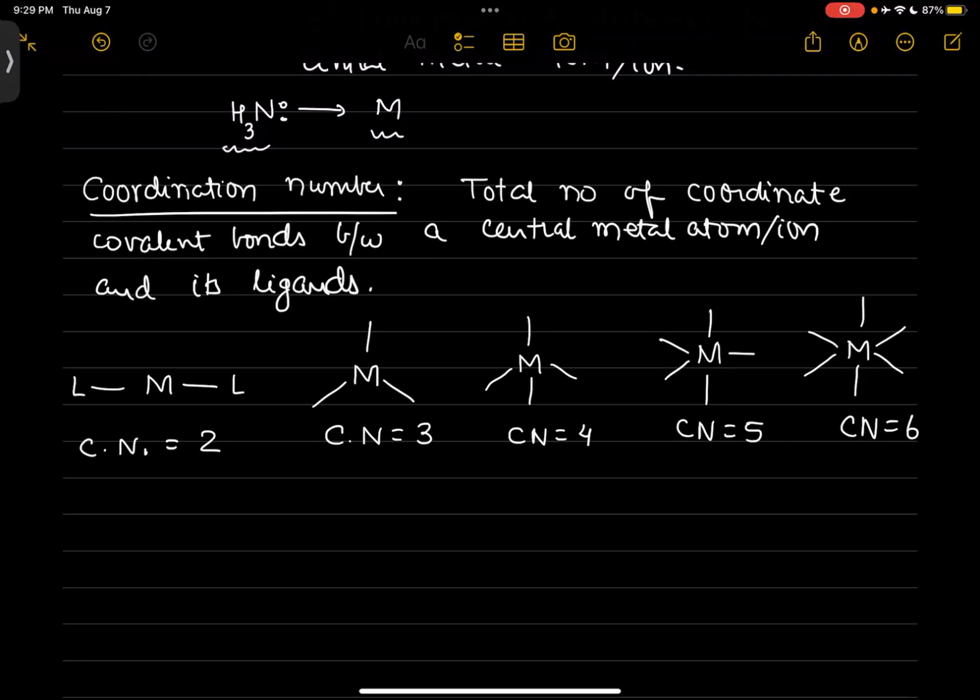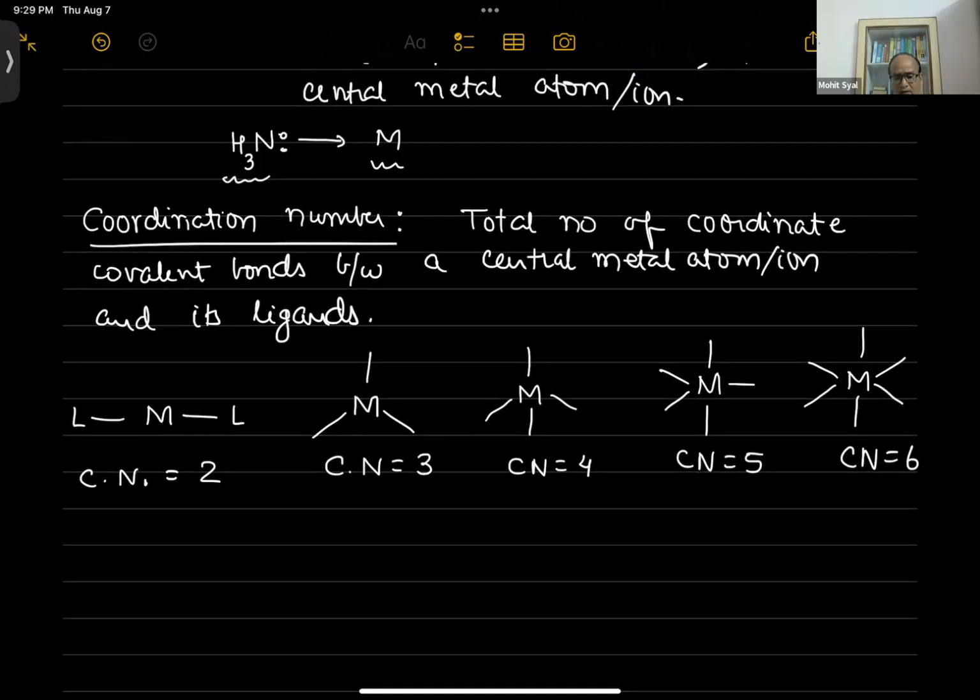So that is basically the definition of coordination number. In the next class, we are going to look at the types of ligands. That is very important, very crucial: the types of ligands and how they get clubbed to the metal atom or ion. So that we will see in the next class. Okay, so let me end the class.